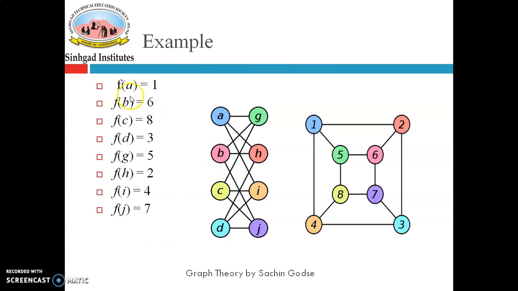So in this case A is adjacent to 1, B to 6, C to 8, D and E to 3 and G to 5. You can see that. The adjacent vertices are shown by the same color in these two graphs. As all three conditions are satisfied, it is an isomorphic graph.